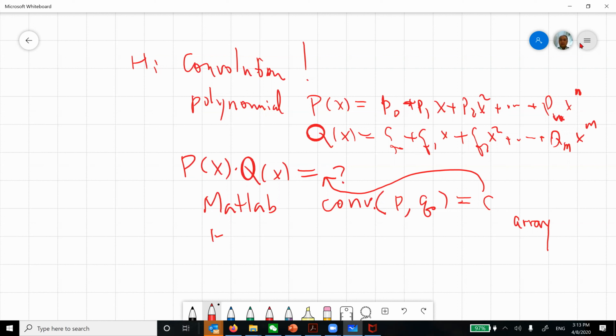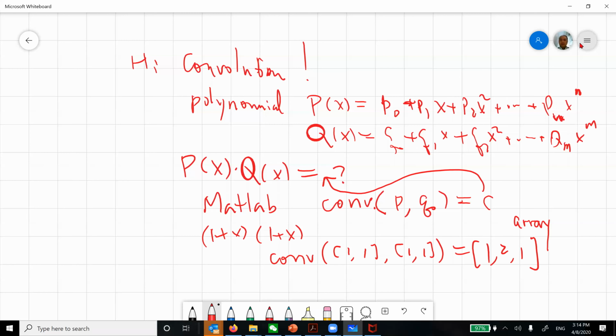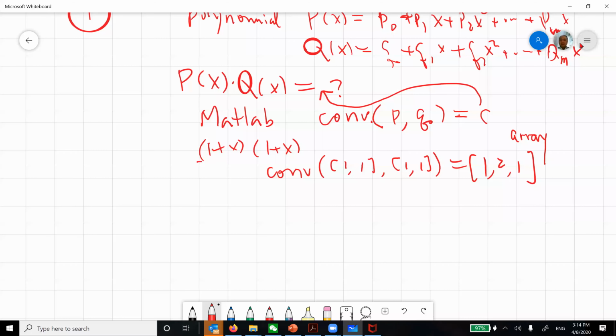Starting from the simplest one, like 1x plus 1x. Okay. So then you will have a convolute of 1, 1, 1, 1. Then you are going to get 1, 2, 1. Okay. But when this is very complicated, how you are going to do that? So in fact, you can use this convolution. So that's one thing I want to show you. You can try any complicated. So this is a P, this is a Q. Okay, this is a P array, this is a Q array. So this is C array.